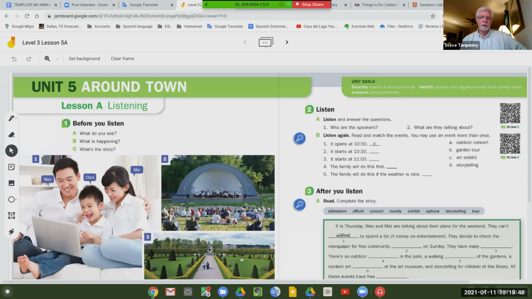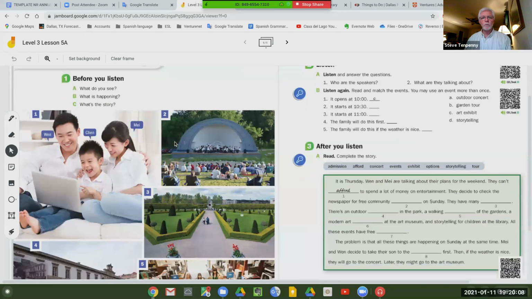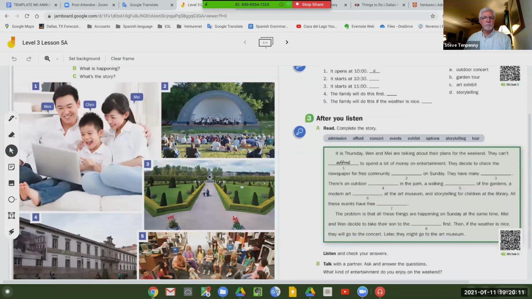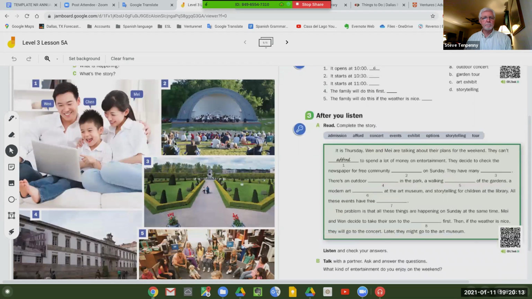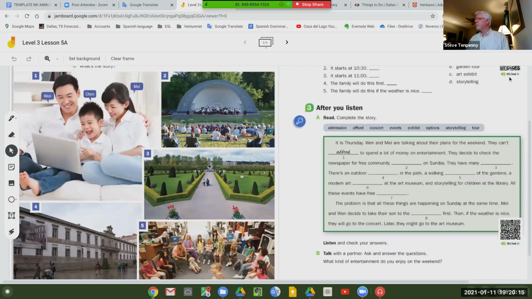And so, we don't live in a town. A town is like a pueblo. It's something smaller, okay? Dallas is a city, a ciudad. It's larger. But there are many things that you can do in a city like Dallas. So let's look at these pictures, and everyone, if you go ahead and stay unmuted if you can, at least the students.